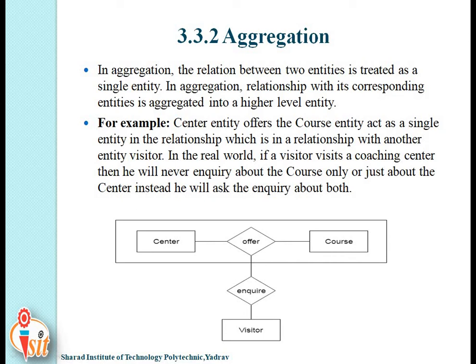Here, see one example. The center entity offers the course entity and acts as a single entity in the relationship, which is in a relationship with another entity, visitor. In the real world, if a visitor visits a coaching center, then he will never inquire about the course only or just about the center. Instead, he will inquire about both. That's why both entities, that is center and course, act as a single entity.